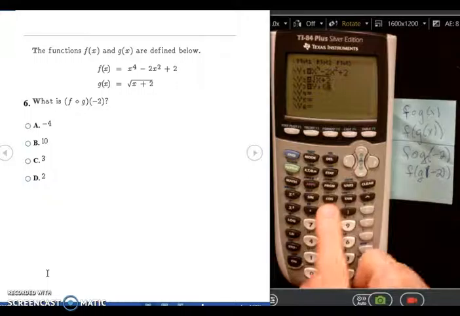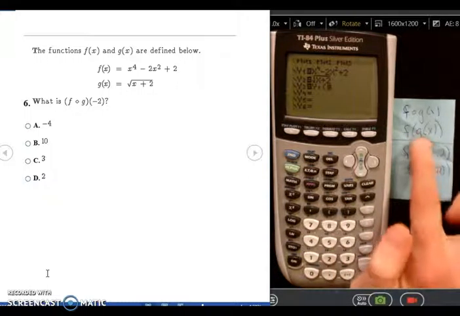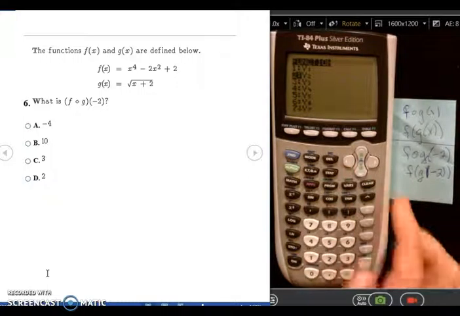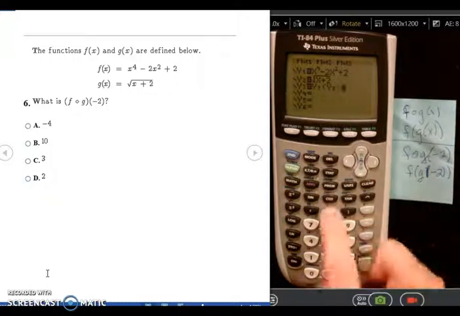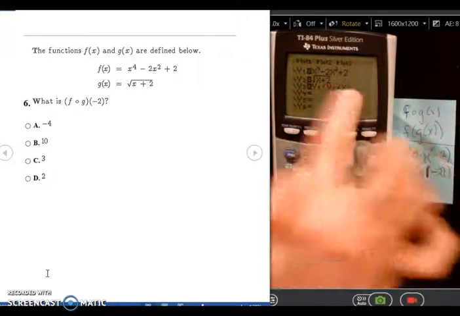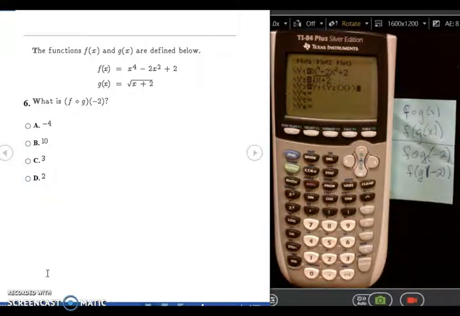And then I'm going to do a parenthesis, and then I need g, which is y2, so I repeat those steps, and then scroll down to y2 and press enter, and then parenthesis x, parenthesis, parenthesis. And now y3 is the composition.